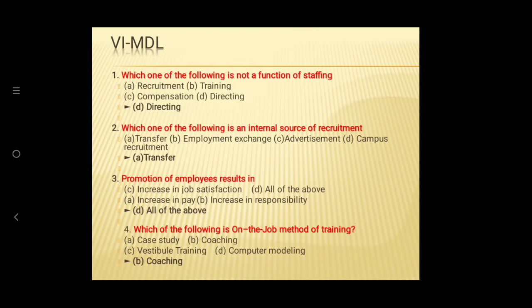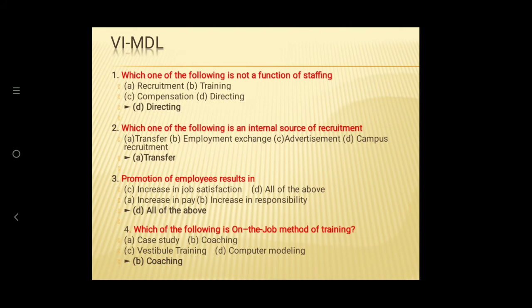Which one of the following is an internal source of recruitment? Actually, to recruit employees, the HR manager goes ahead with internal and external sources. In internal sources, promotion and transfer. In external sources, employment exchange, advertisement, campus recruitment, placement agencies, and many more techniques. So here the right answer is option A, transfer. This is an internal source of recruitment.